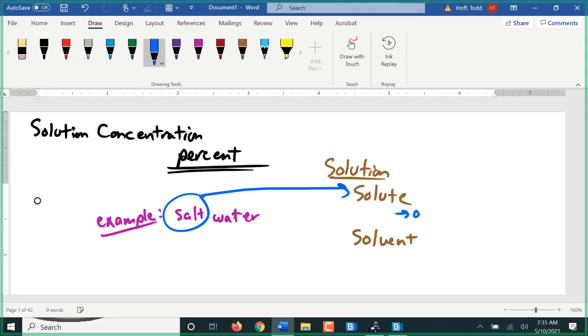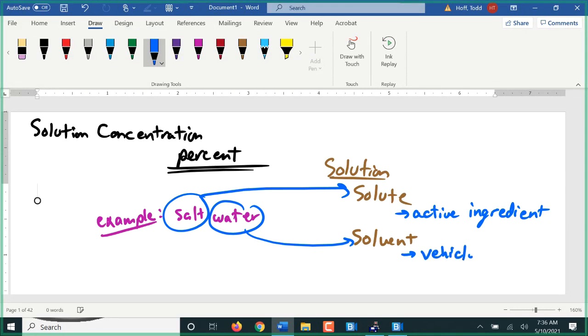Typically, the solute is the active ingredient. If we're talking about medications, it would be the medication itself. For you guys who are looking at a coolant, mixing it would be your lubricant and coolant additive that goes into it. Water is the solvent here. That is what the other substance is dissolved into. The solvent is basically a carrier. The scientific term is a vehicle. It's what carries that active ingredient where it needs to go.